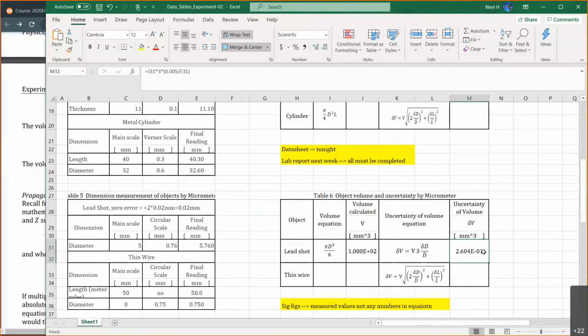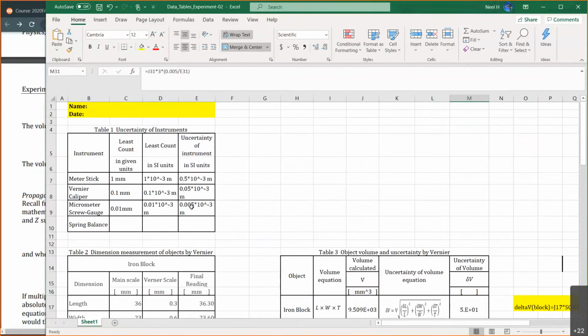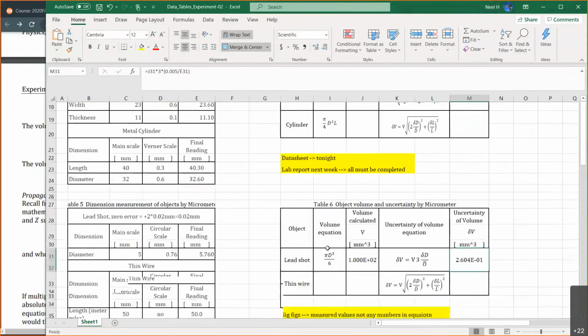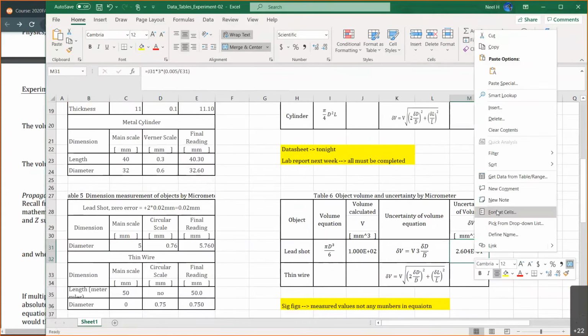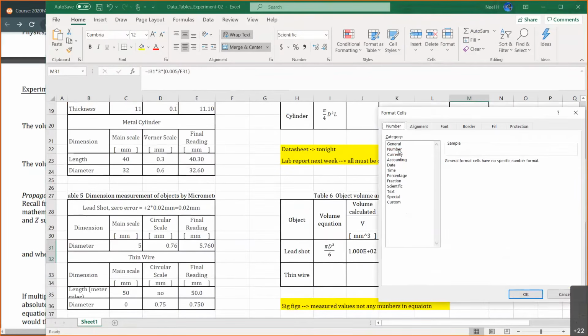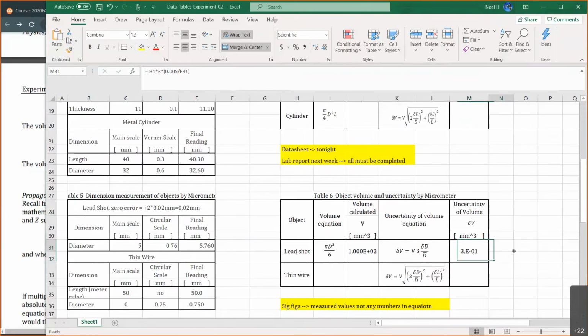Still, now in this case, how many sig figs can I go? I can't go that many, I can go only one. So I'm going to reformat this, right click, reformat, scientific, I can go only one sig fig. Okay. That means about 0.3, that's the error, right? You can see the error is extremely small compared to this number because this is a really, really large number.